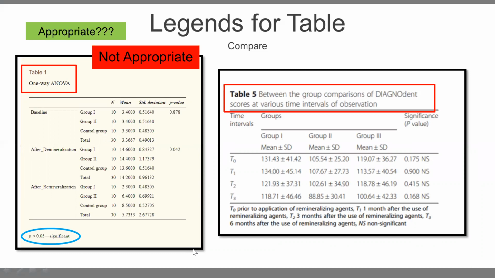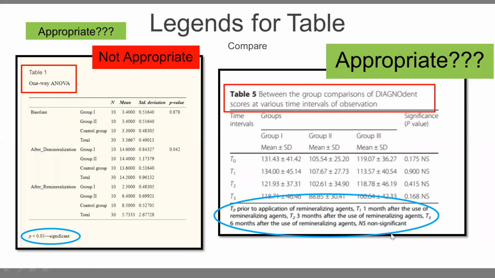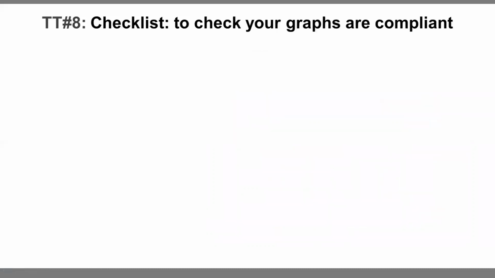Between the group comparisons of diagnodent scores at various time intervals of observation. And beneath they have given the time interval description and the significance. What does these NS stand for? So is this appropriate? Yes. So this is an appropriate way of presenting your legends for table. Now let's see an example.